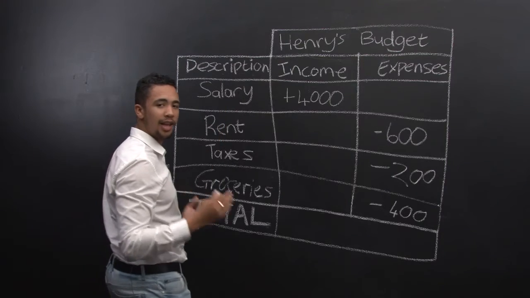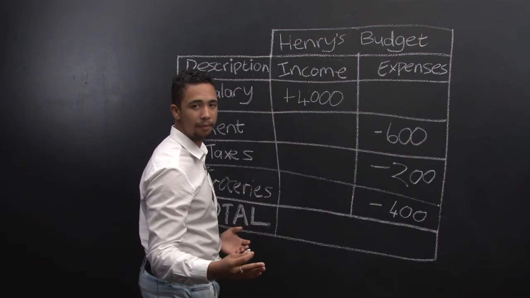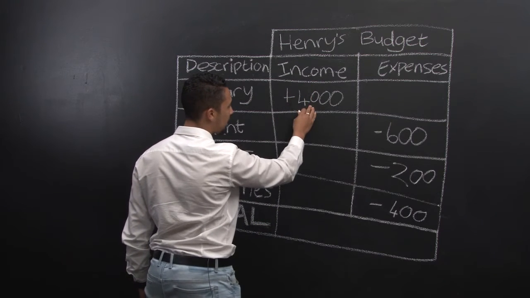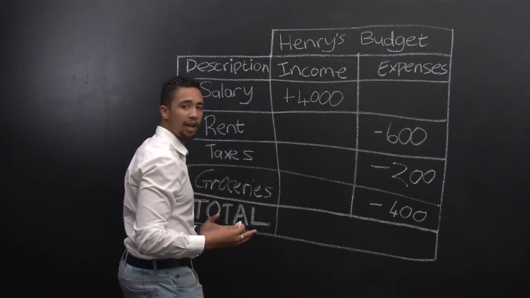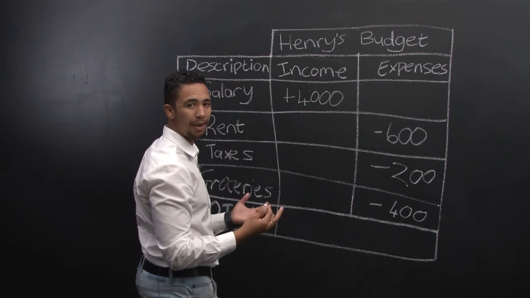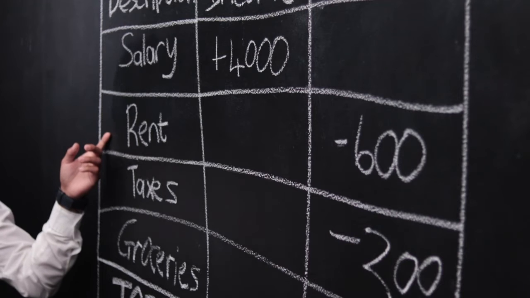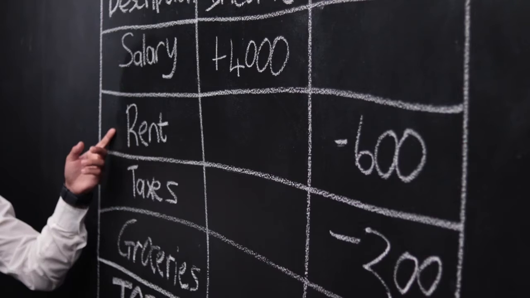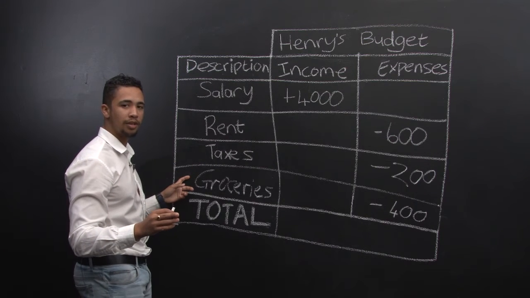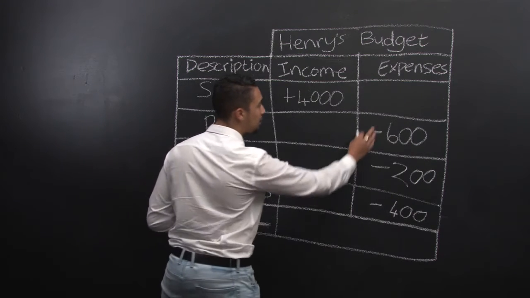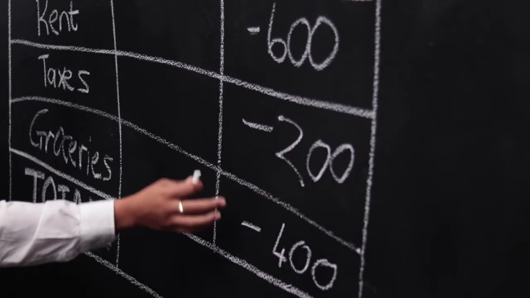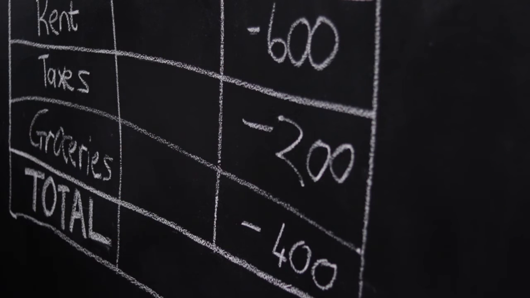So Henry earns a salary of 4,000 Rand this month. So we put that under income plus 4,000 Rand, because income is a positive value because it's money flowing in. So keep in mind, Henry also had expenses such as rent, taxes, and groceries. We put this under the expenses column, and here are the values. So these are all negative because this is money flowing out of Henry's pocket.